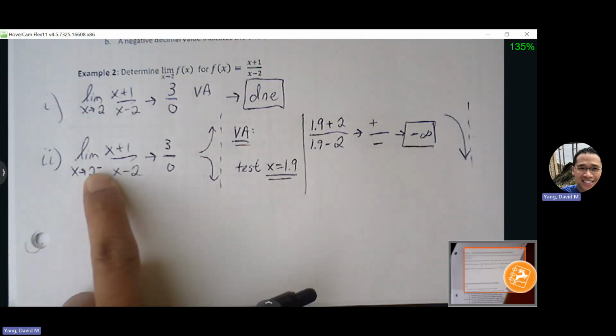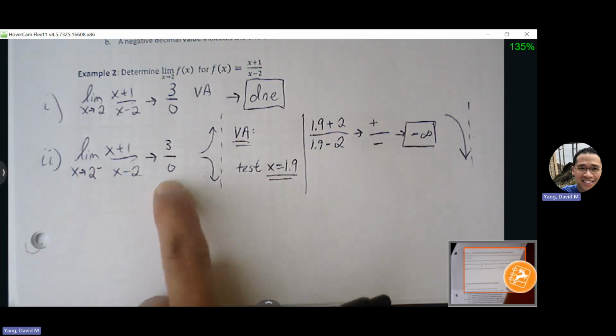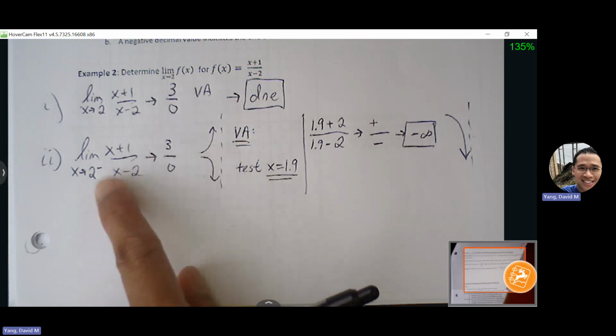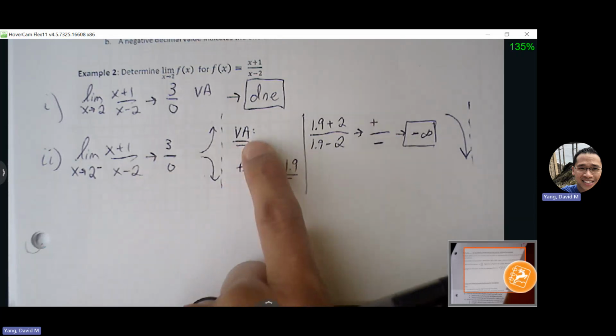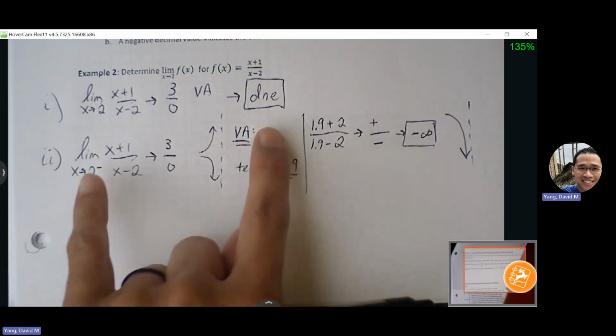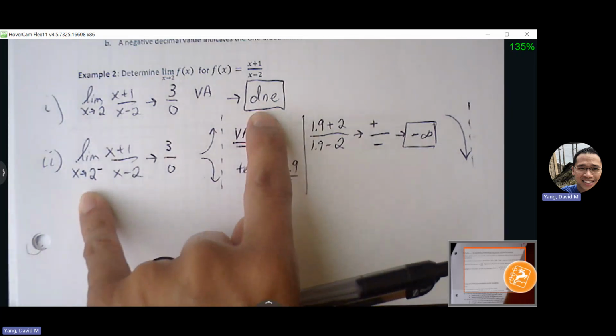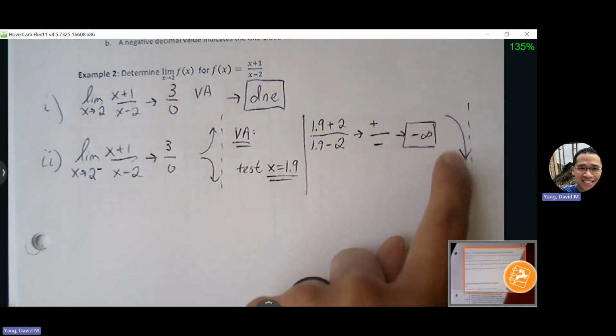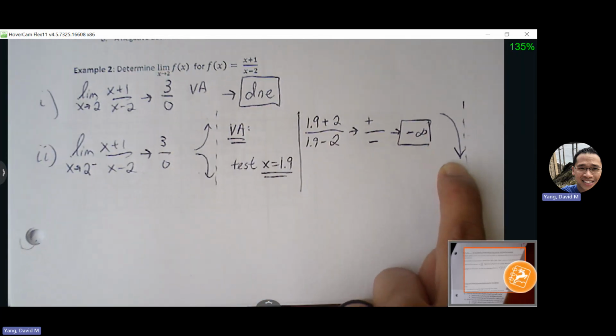If it's asking for a one-sided limit, we always want to make sure that there is a vertical asymptote. That's why we always do this first step. And then once we confirm it, we don't want to say does not exist. Even though the full limit doesn't exist, we know just from the left side, the behavior is headed down towards negative infinity.